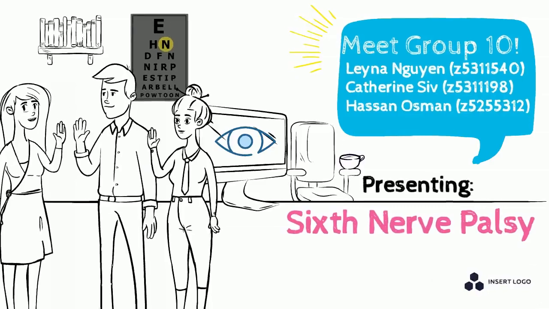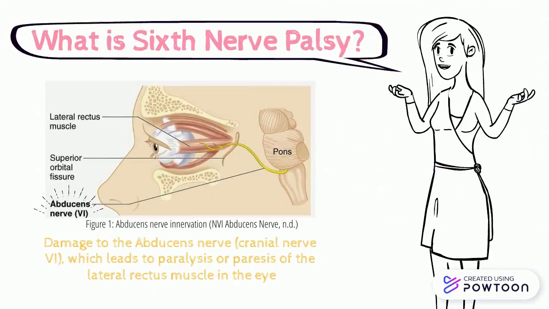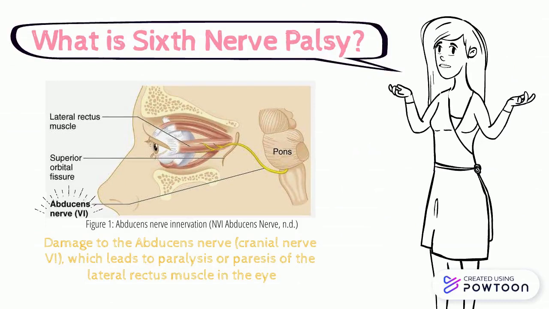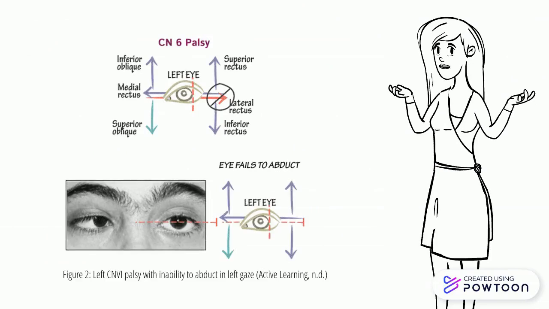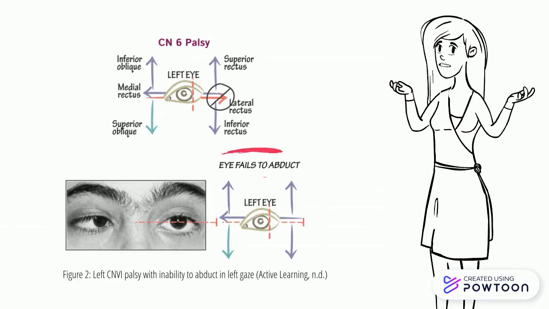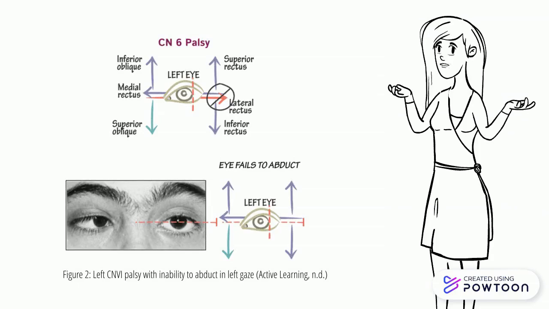Sixth nerve palsy (SNP) is defined as damage to the abducens nerve that leads to paralysis or paresis of the lateral rectus muscle, which is responsible for abduction, or moving the eye away from the nose. This causes the affected eye to turn inwards as the action of the medial rectus is now unopposed. SNP patients will thus have esotropia of the affected eye.